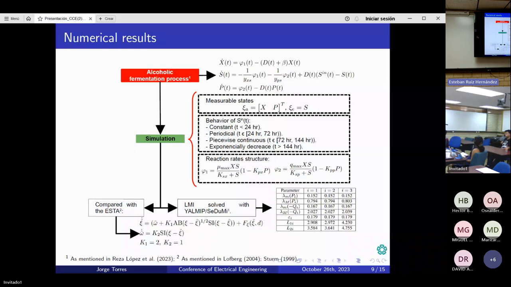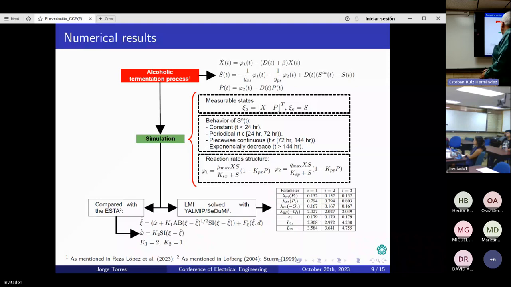Internally, there is a microorganism, the name is Saccharomyces cerevisiae, etc. So we have these three equations in this case. X is the living cells, S are the nutrients, and P is the alcohol produced by this process. For simulation, we suppose that these quantities have this form. Some are very popular in the literature. And in order to prove the robustness of the scheme, we propose this kind of signals for the input concentration of the nutrients.